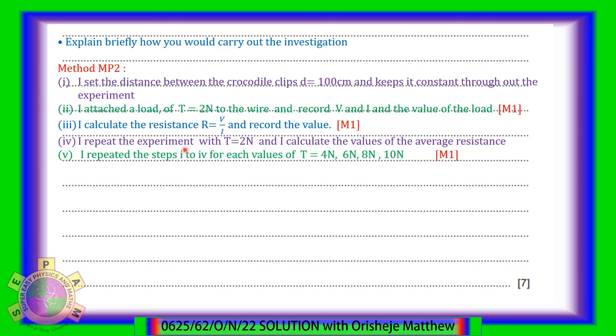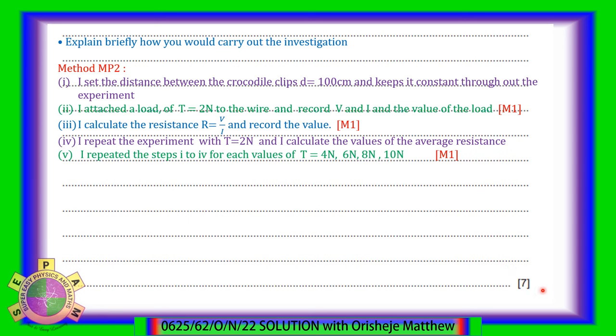Then the next one, I repeat steps 1 to 4. So I'm going to vary the load. I started with 2 newton. If I use a 4 newton load, I will do the same thing: measure the potential difference and the current, then evaluate my resistance, and then do it a second time. So I do that for 6 newton, 8 newton, and 10 newton. For doing that, I have my 1 mark. So already we have 4 marks out of this 7 marks.